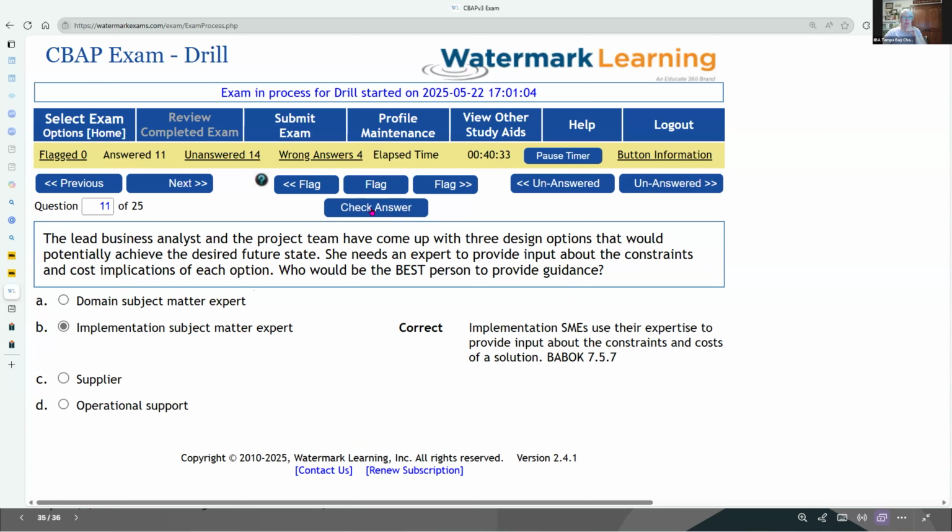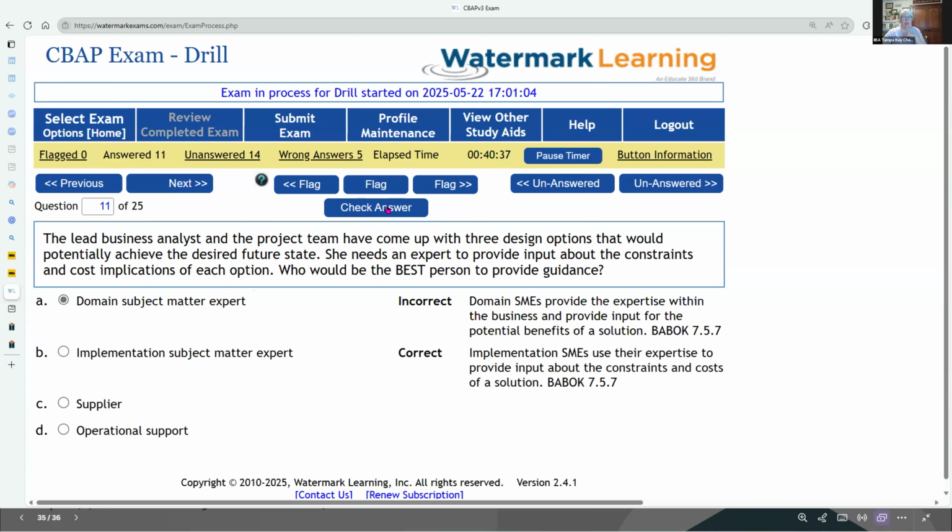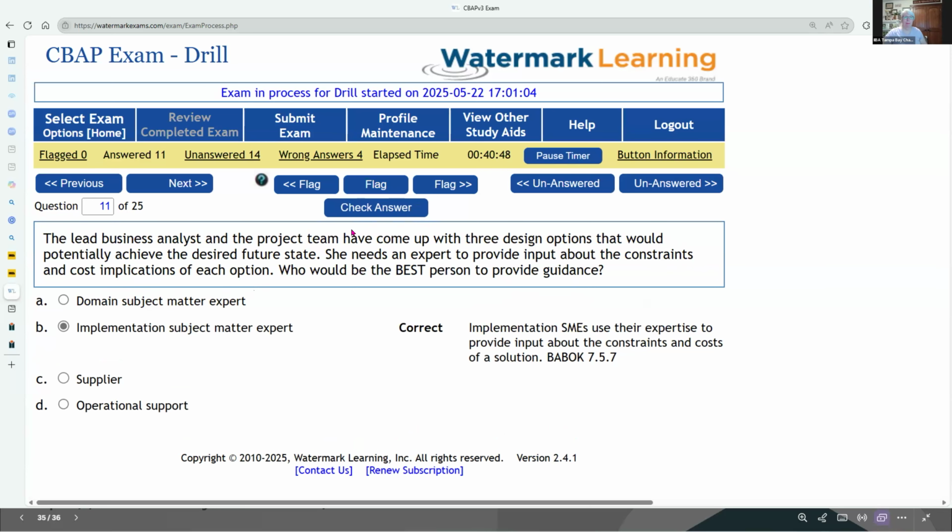Implementation SMEs use their expertise to provide input about the constraints and costs of a solution. Domain SMEs provide the expertise within the business and provide input for the potential benefits of a solution. So, go team, good job.